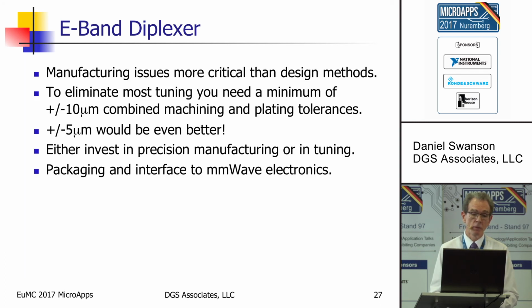So again, on this E-band diplexer, I think the manufacturing issues are probably harder and more critical than the design issues. To eliminate most of the tuning, you need to fabricate that part to at least plus or minus 10 microns tolerances, and that's the combined machining and plating tolerances. Plus or minus 5 would be better, and I've talked to some people this week that are working towards plus or minus 2 or 3 microns.